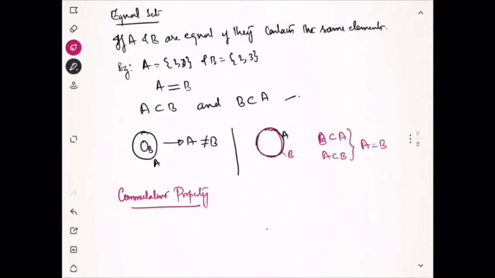Commutative property. That is, if A and B are two sets, then A union B will be equal to B union A. So this is the commutative property. And also A intersection B is equal to B intersection A. That is, the elements in both are equal, that is, the equality we have already defined previously.